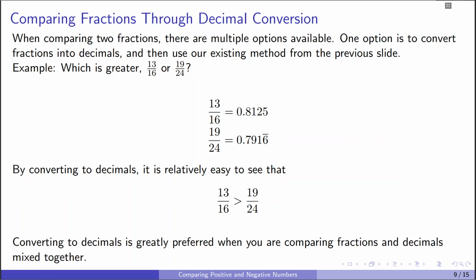When you're converting to decimals, this method is greatly preferred when you have fractions and decimals being compared to each other. If you just turn everything into decimals, it's much easier.